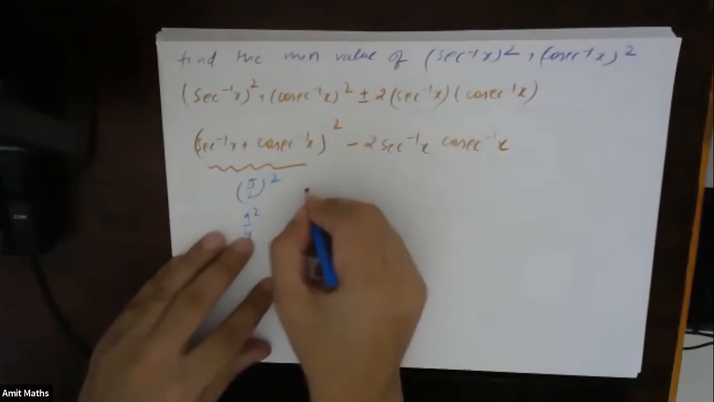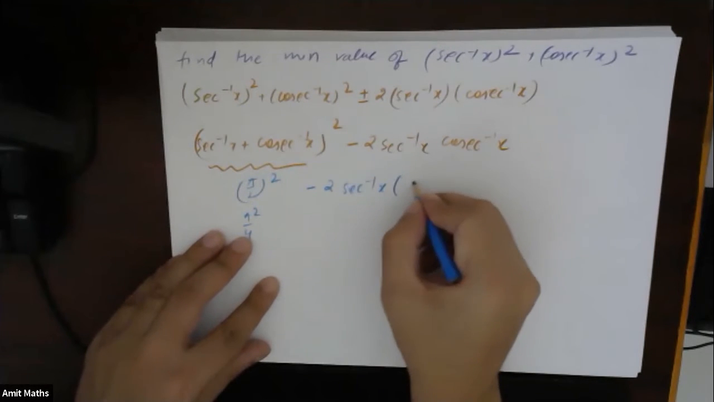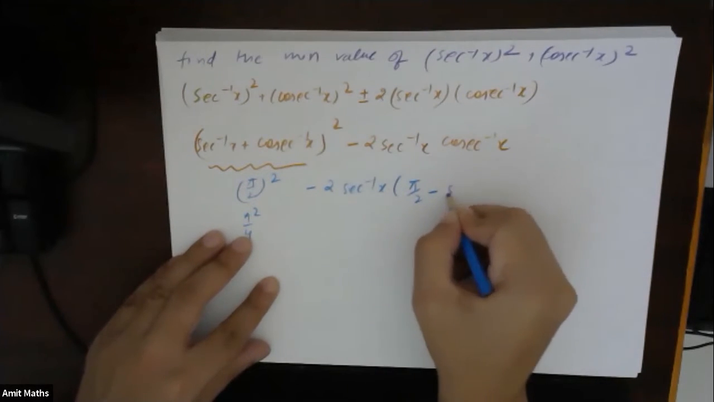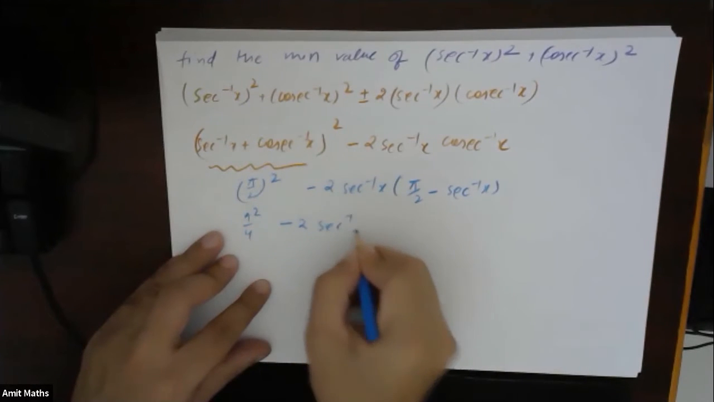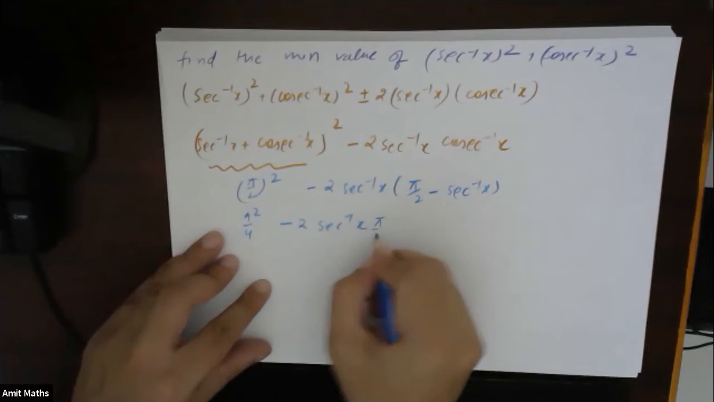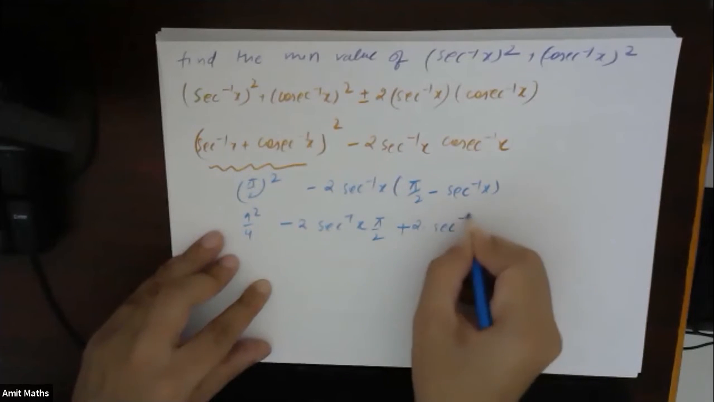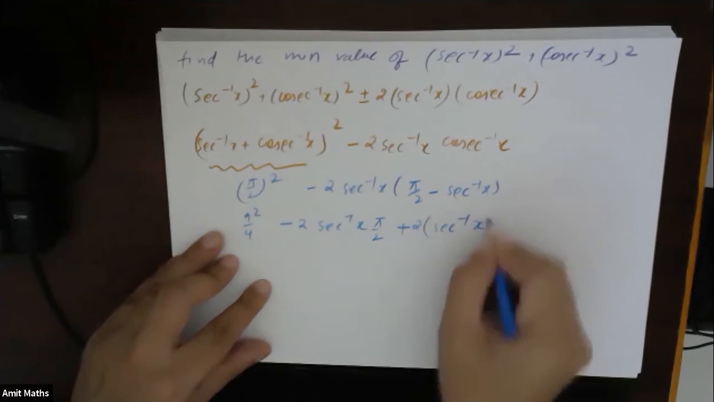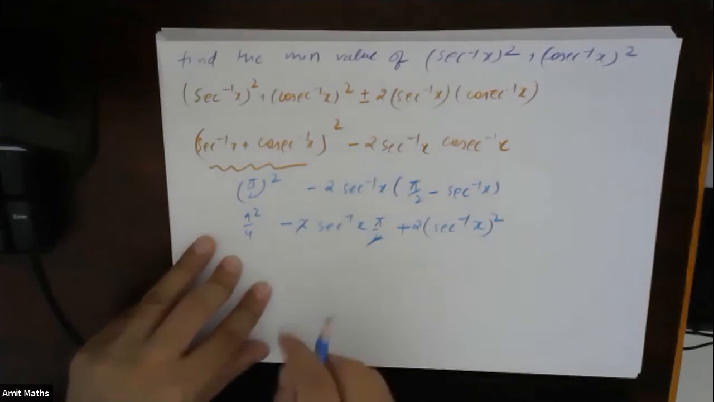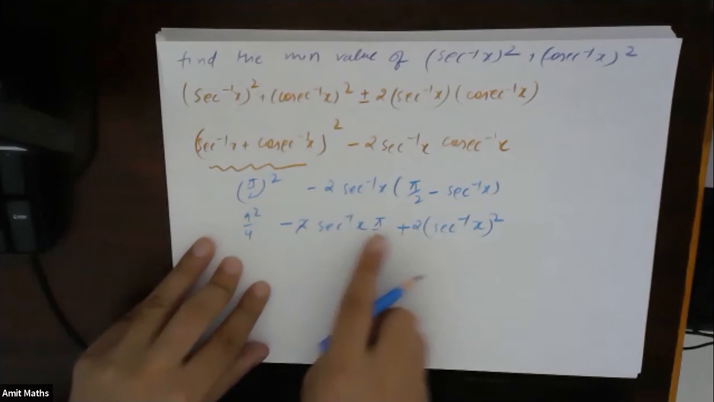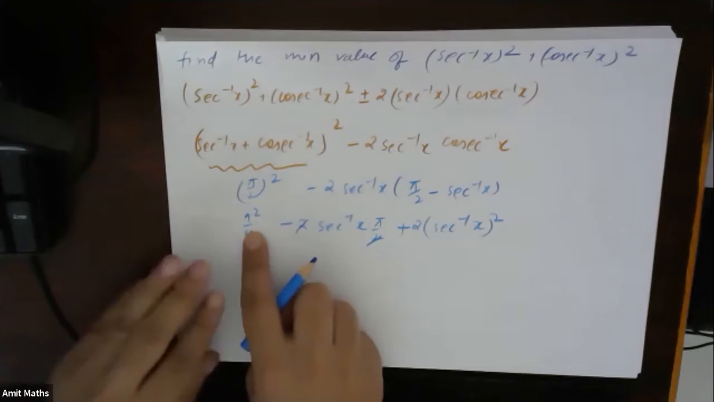So I will simply write minus 2 into sec inverse of x into pi by 2 minus sec inverse of x. So this is minus 2 into sec inverse of x into pi by 2, plus 2 into sec inverse of x whole square. So this pi by 2 gets cancelled. So this becomes minus sec inverse of x pi plus 2 sec inverse of x whole square plus pi square, right?